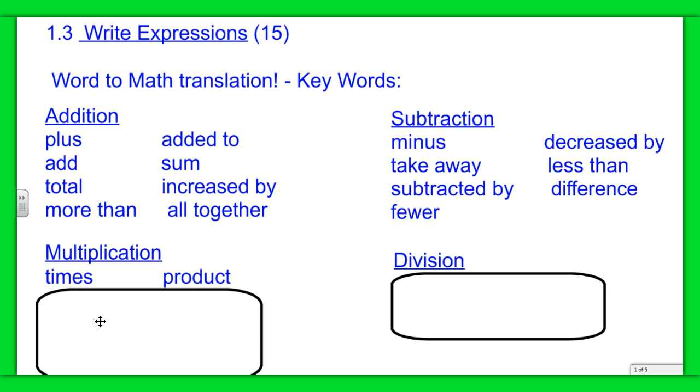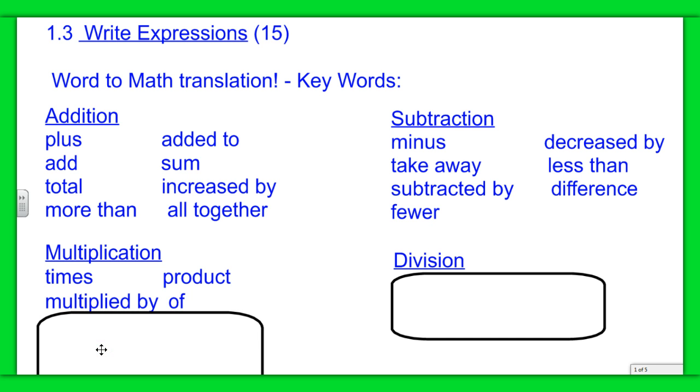Multiplication. Multiplication words might be times or find the product. When you hear product, we know we're talking about multiplication. Multiplied by, the little word of can mean multiplication.